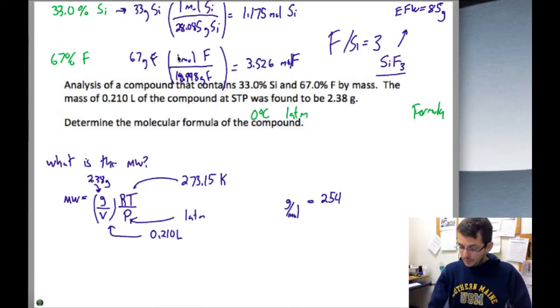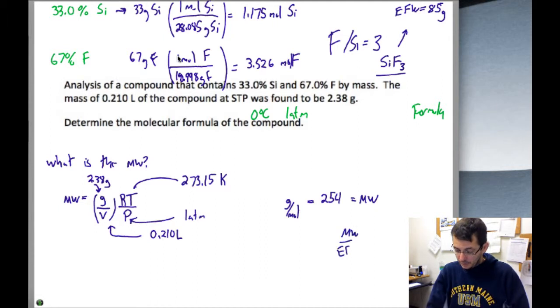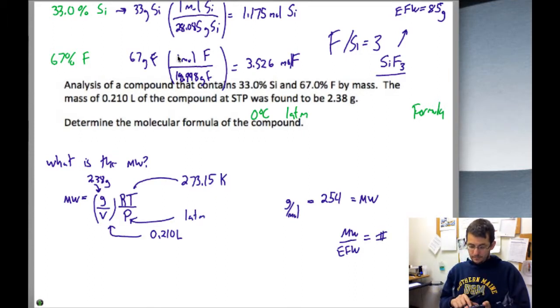Well, the molecular weight divided by the empirical formula weight is equal to the number of empirical formulas present. Hope this works. We get 3. That says there are 3 empirical formulas, and if this one was the empirical formula, this would be equivalent to an Si3F9 compound.